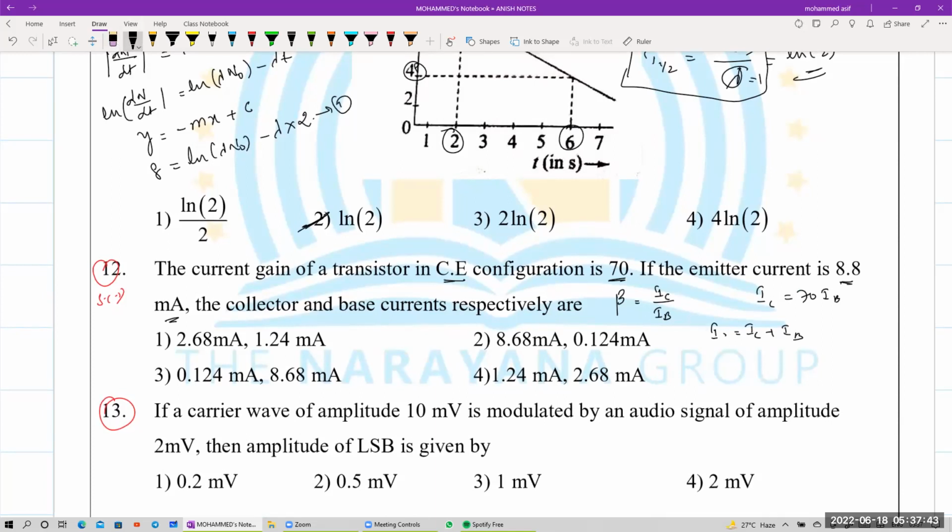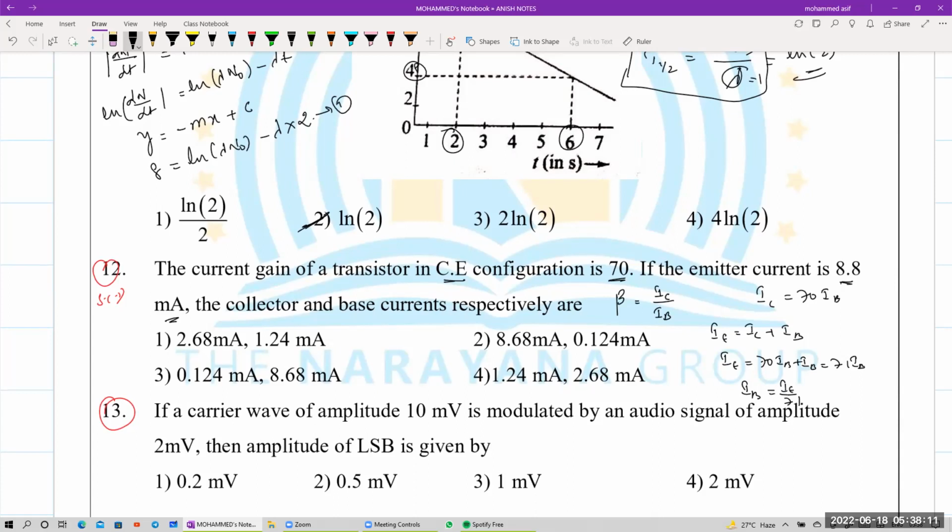Emitter current is equal to IC plus IB. So this emitter current will be equal to IC, which is 70 times the base current, plus this one, which is the base current. That means this becomes 71 times the base current, isn't it? That means base current will be equal to IE divided by 71. Now, what is the problem asking?